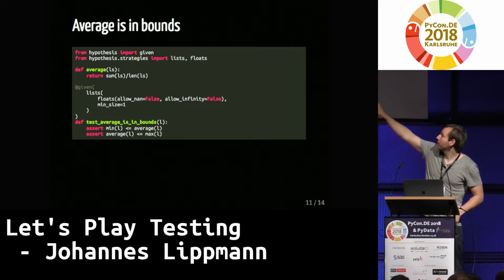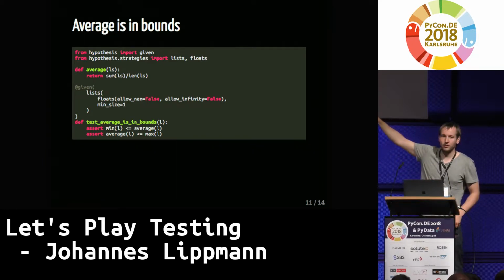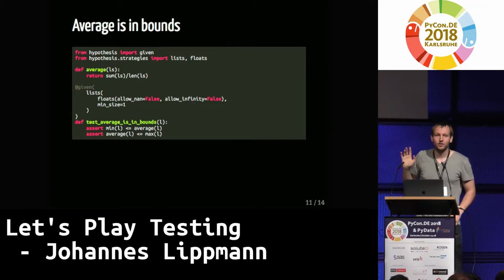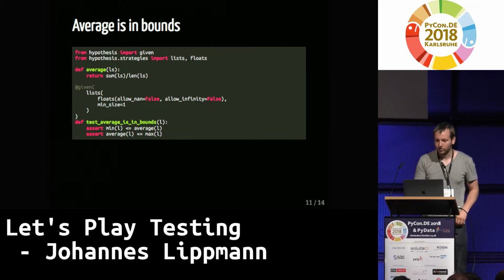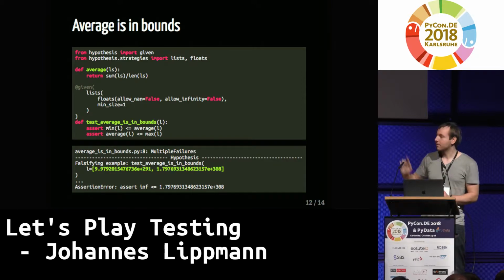We specified that the list has a min size of 1, so the empty list is out. I was very surprised when I got the result. It finds an error, and that's this list. This is not what I had expected. What happens here is this list contains two very big numbers, and when you sum them up, you get infinity because of an overflow. Then you divide it by 2, and you still have infinity, and that's still bigger than the maximum of the list. This is one of those errors you probably wouldn't find without property-based testing, and you can find it with Hypothesis.